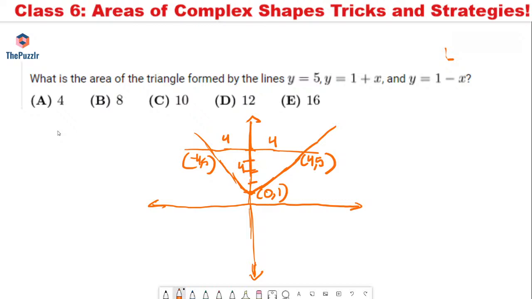So we have 4 times 4, which is 16 divided by 2, which gives us 8. Or no, that's not correct. We have 4 plus 4, that's 8, right? The base is 8, multiplied by 4 divided by 2, that gives us 32 divided by 2, or 16 as our final answer, right? So this problem, once you draw a picture and you label in the points, you see that it's very easy. Any questions for this problem?